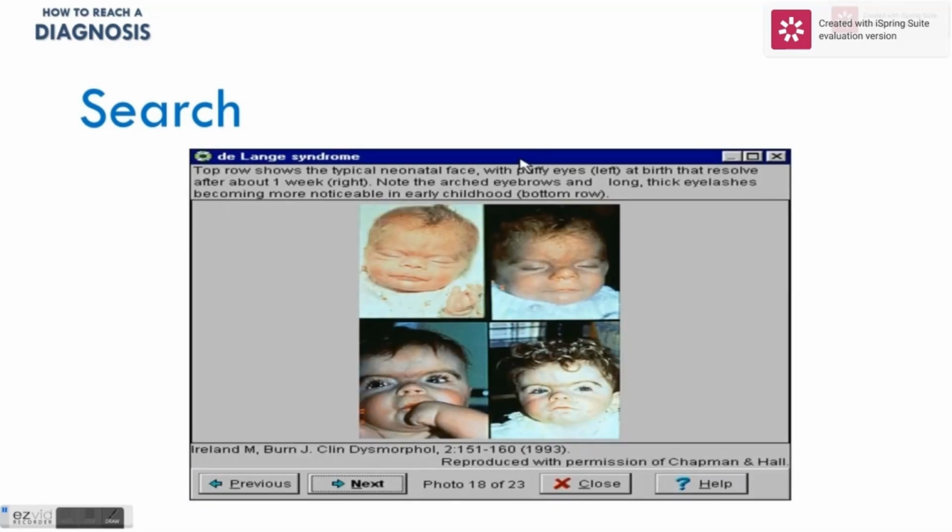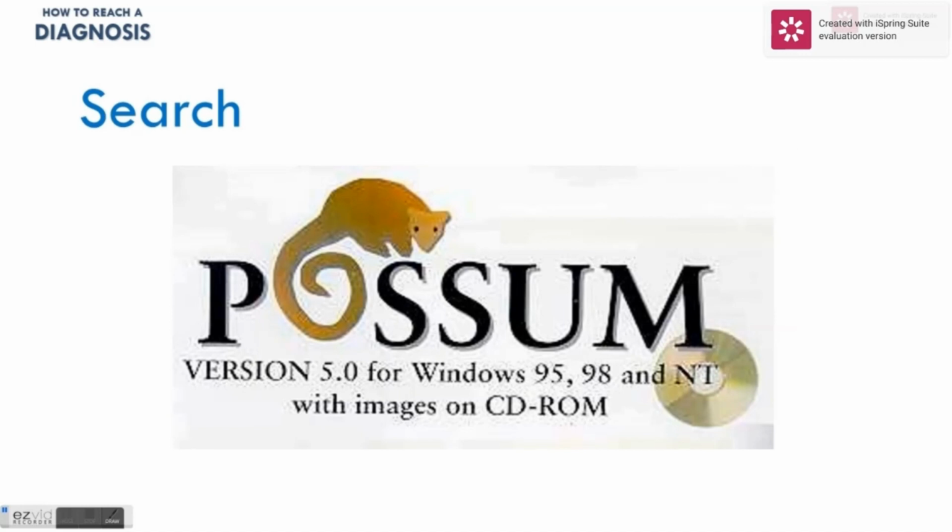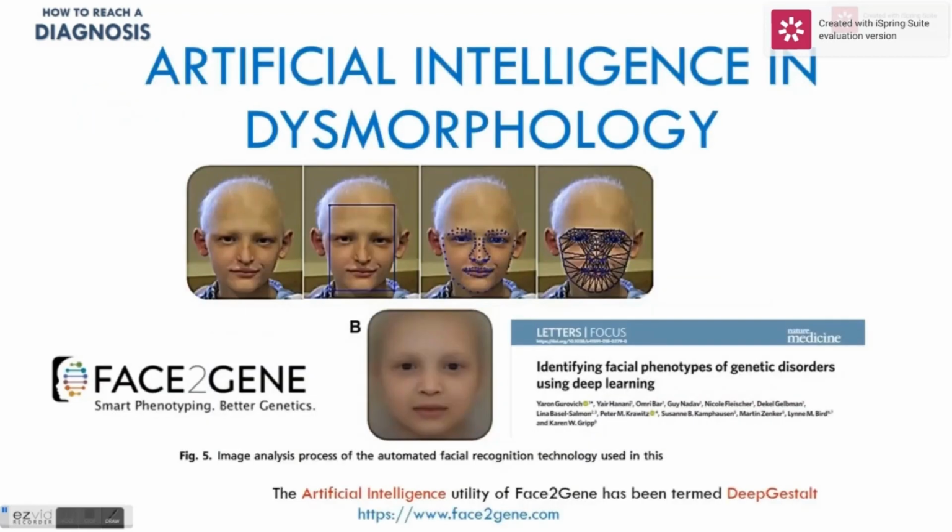This is a helpful software. Same thing for Bosom, and Bosom has an advantage: it's a stronger search for skeletal dysplasia. The future of dysmorphology is artificial intelligence dysmorphology.